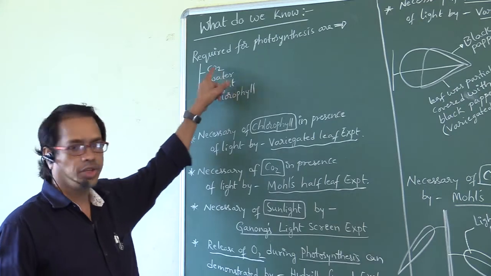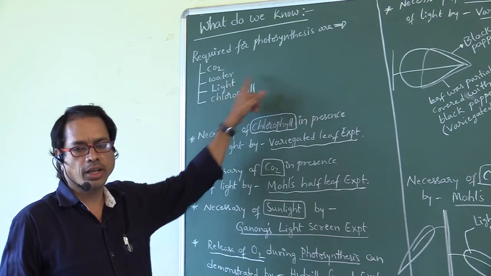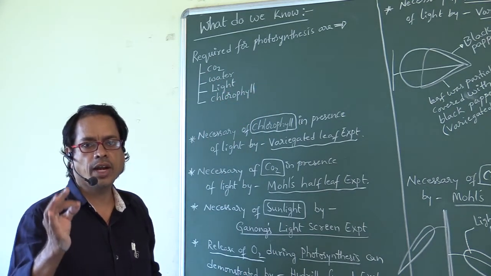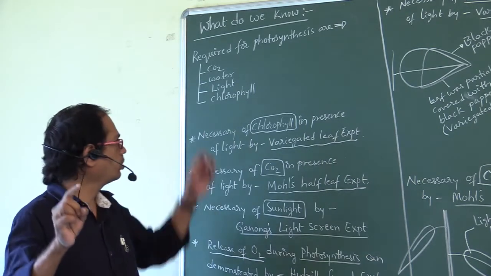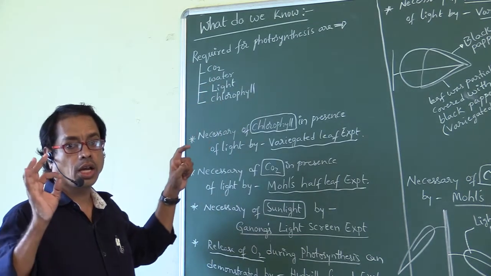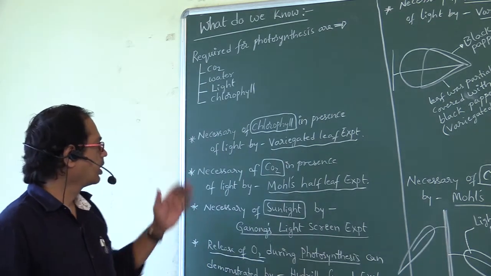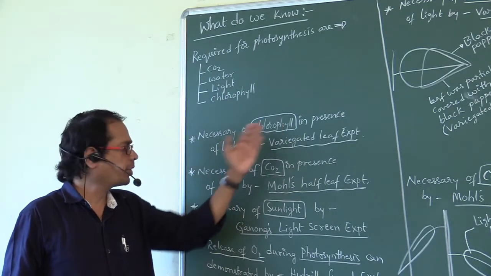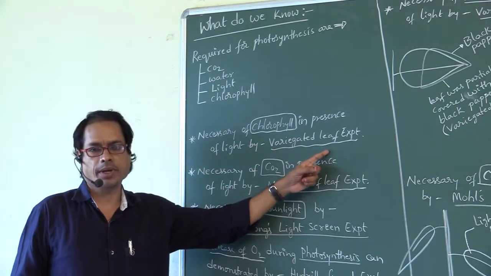CO2 is required, water is required, light is required, chlorophyll is required. So the materials required for photosynthesis are four: CO2, water, light, chlorophyll. These are the so-called raw materials for photosynthesis to occur. Next, the necessity of chlorophyll in presence of light can be explained by the variegated leaf experiment.